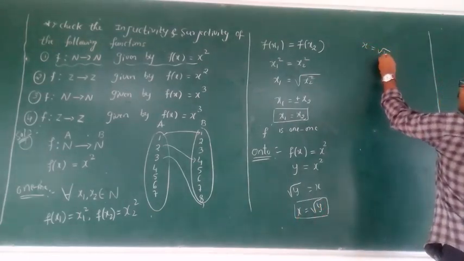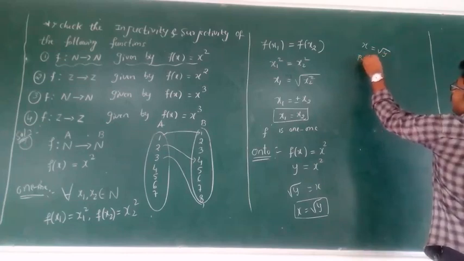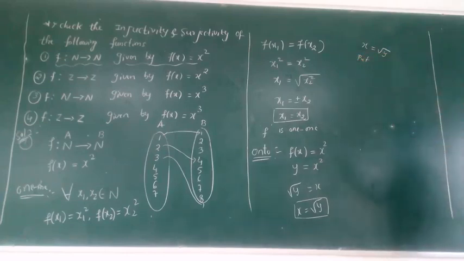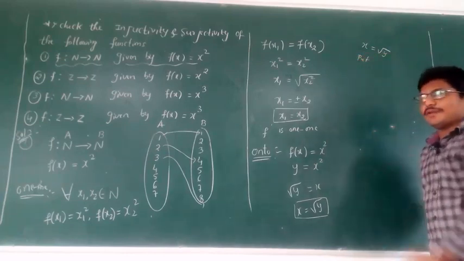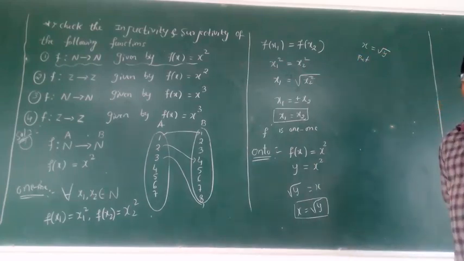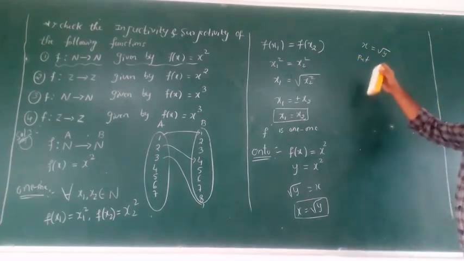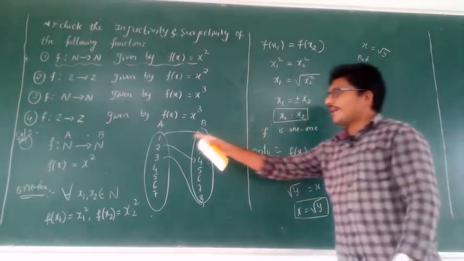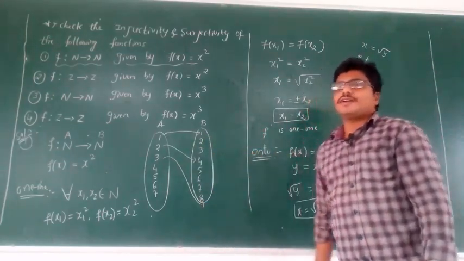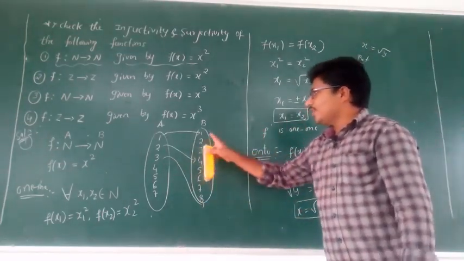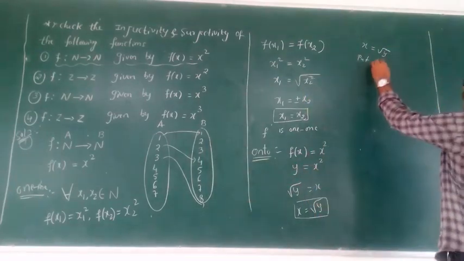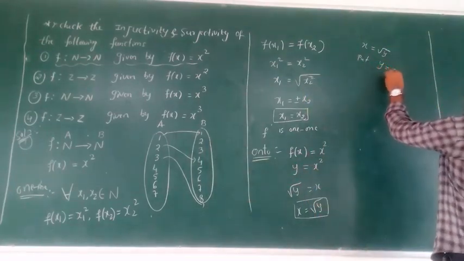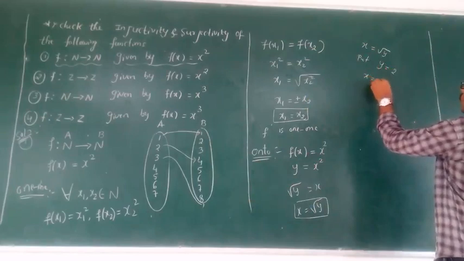In the placement of y, put any value from the set B. Check whether it directly contains the set A elements or not. Let us check. I will fill up 2. y is equal to 2. What happens? x is equal to root 2.